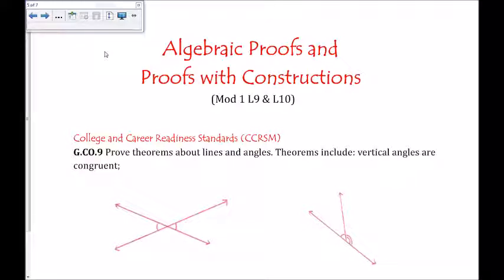Theorems include vertical angles are congruent. Now, I must be honest, there is something about this standard that makes me a little bit nervous, and that is, it says prove theorems, plural, about lines and angles. Theorems include vertical angles are congruent. So it's not just the one theorem, but prove theorems that are like this one. And so we'll need to be exposed to several different kinds of proof so that you're ready to prove theorems that are about lines and angles. We'll cover several of them in this video, and we'll look at several more tomorrow during class.